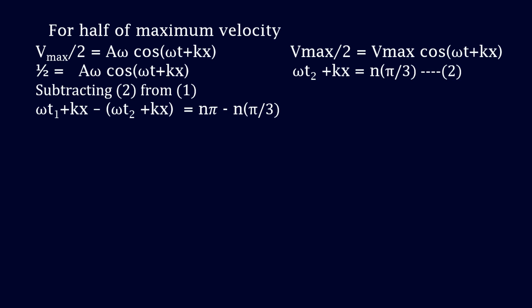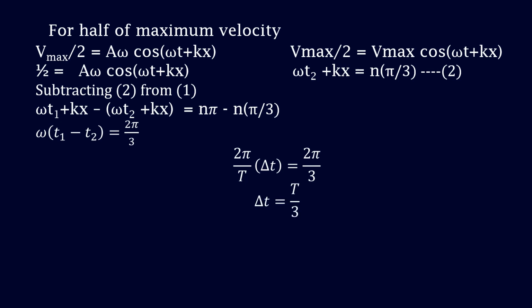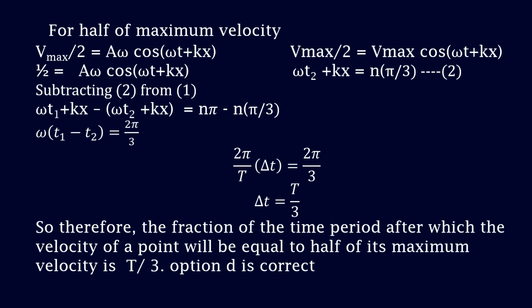Now we take the value of n equal to 1. Therefore, we get omega t1 minus omega t2 equals 2 pi upon 3. Taking omega common, we get omega times (t1 minus t2) equals 2 pi by 3. T1 minus T2 can be considered as delta T, and omega is 2 pi upon capital T. We get 2 pi by capital T into delta T equals 2 pi by 3. Therefore, delta T is equal to T by 3. So the fraction of the time period after which the velocity of a point will be half of its maximum velocity is T by 3.